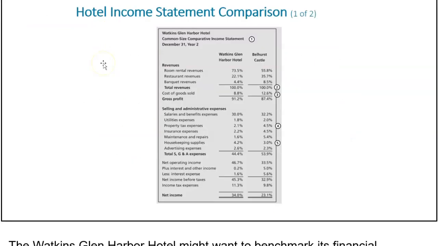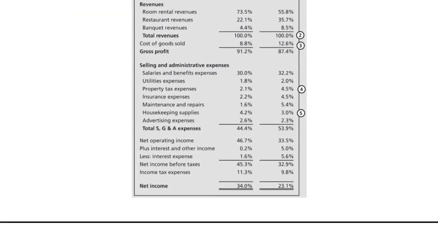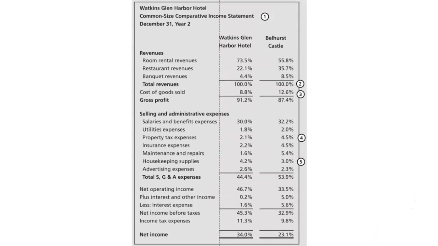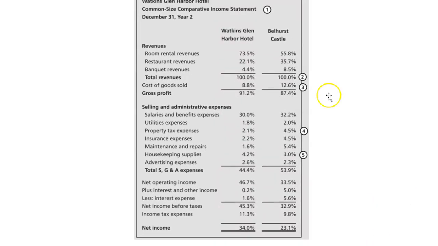Oh boy, that's really small, huh? Sorry. So here we've got two companies. Here's Watkins Glen Harbor Hotel, this is who we've been looking at, and here's the Belhurst Castle. And right away you can see that their gross profit is 87% of revenue. Remember that gross profit is revenue minus cost of goods sold, right? Really important number. This is 87%, where this is 91%. So in this measure right here is a benchmark. We're doing pretty well.